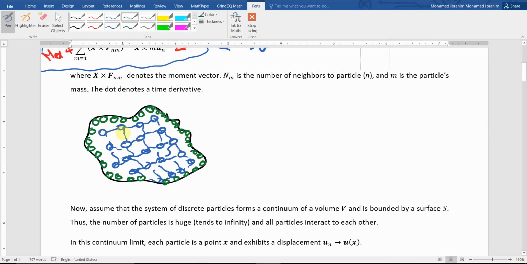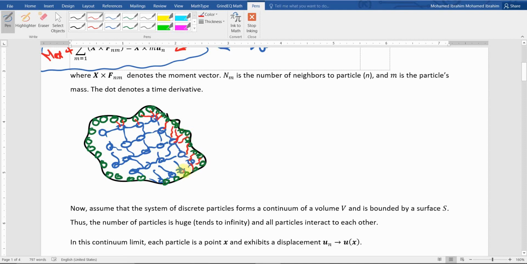So these particles that are located over the surface should be different somehow from the particles inside the continuum itself. Assume that this is a continuum, which means just a material, a solid material, for example. There are lots of particles located over the surface, and lots of particles inside the continuum, or this continuum core. But if you remember from physics or even fluid mechanics courses, the interactions between the particles over the surface are different from the interactions between the particles inside the core.